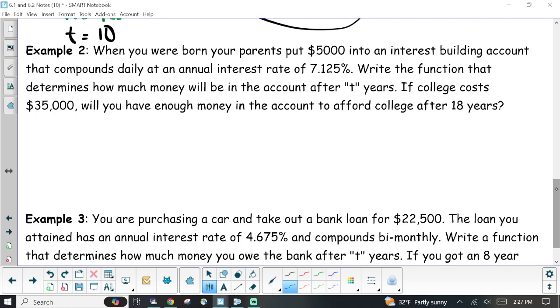When you were born, your parents put $5,000 into an interest building account. No, for it. That seems important. I'm going to circle it. No. The interest building account compounds.